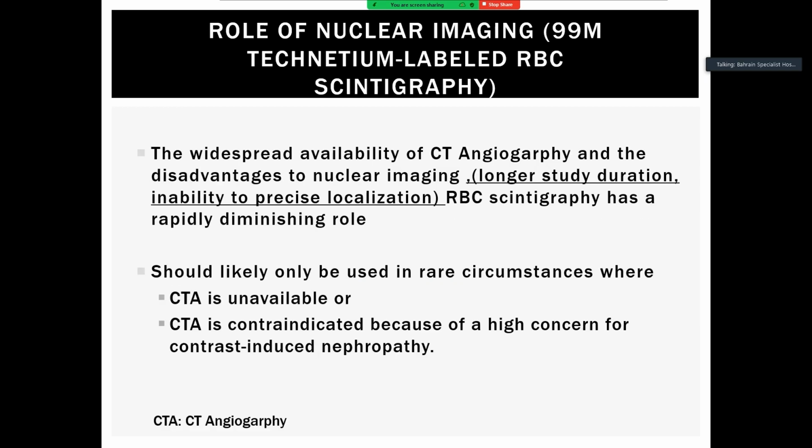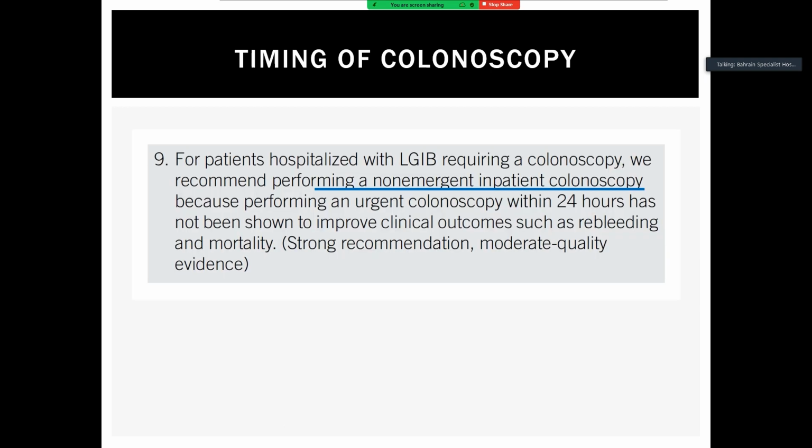The third diagnostic is nuclear imaging, 99 technetium-labeled RBC scintigraphy, which is not used nowadays because it is a longer study. It will not give you a precise location of the bleeding. It is only used in some circumstances where CT angiography is not available, or there is high risk of contrast-induced enteropathy. Otherwise, colonoscopy does the job, so it is really not used nowadays.